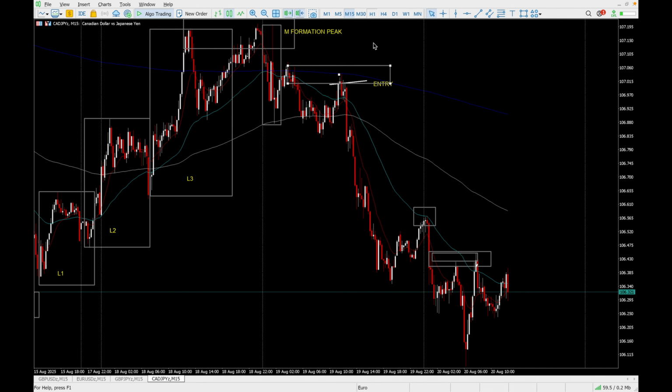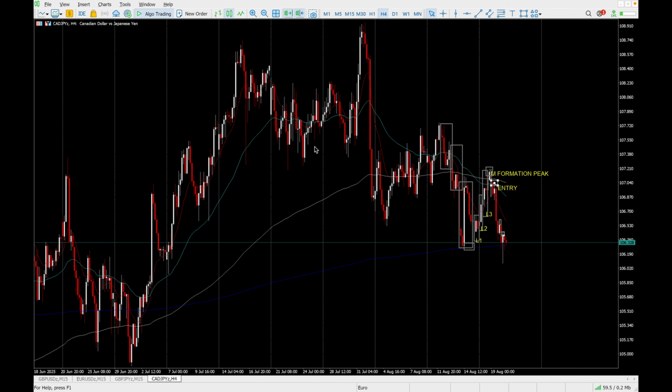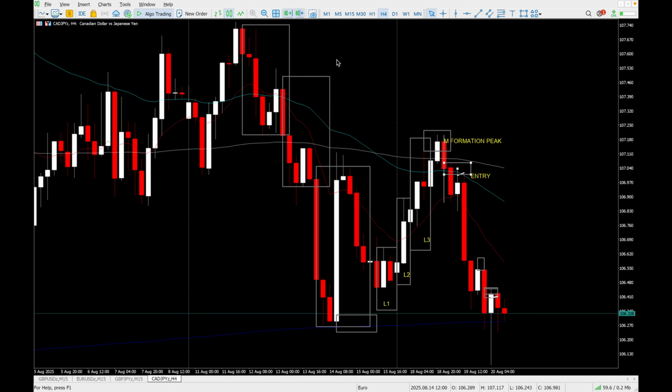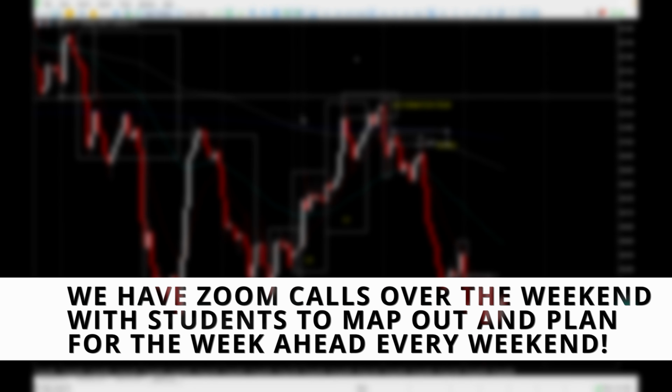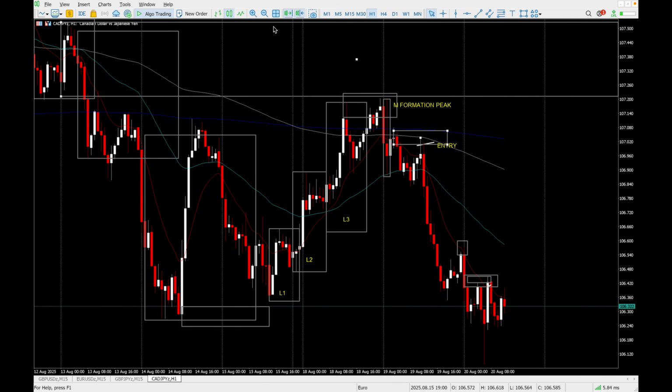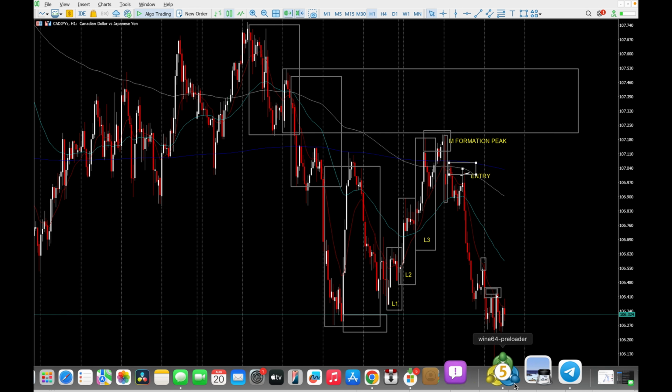So these are very simple setups that the dealer had for us yesterday. Very clean setup, actually. I identified this setup over the weekend as we were having our weekly map out with students, just to have an understanding of the pairs that we can look at for the week. So preparing is always important. Don't just get into the charts and start clicking buy and sell. Always prepare during the weekends so you can have a clear mind of what you want a pair to do the next week. All right, so that was CAD JPY.